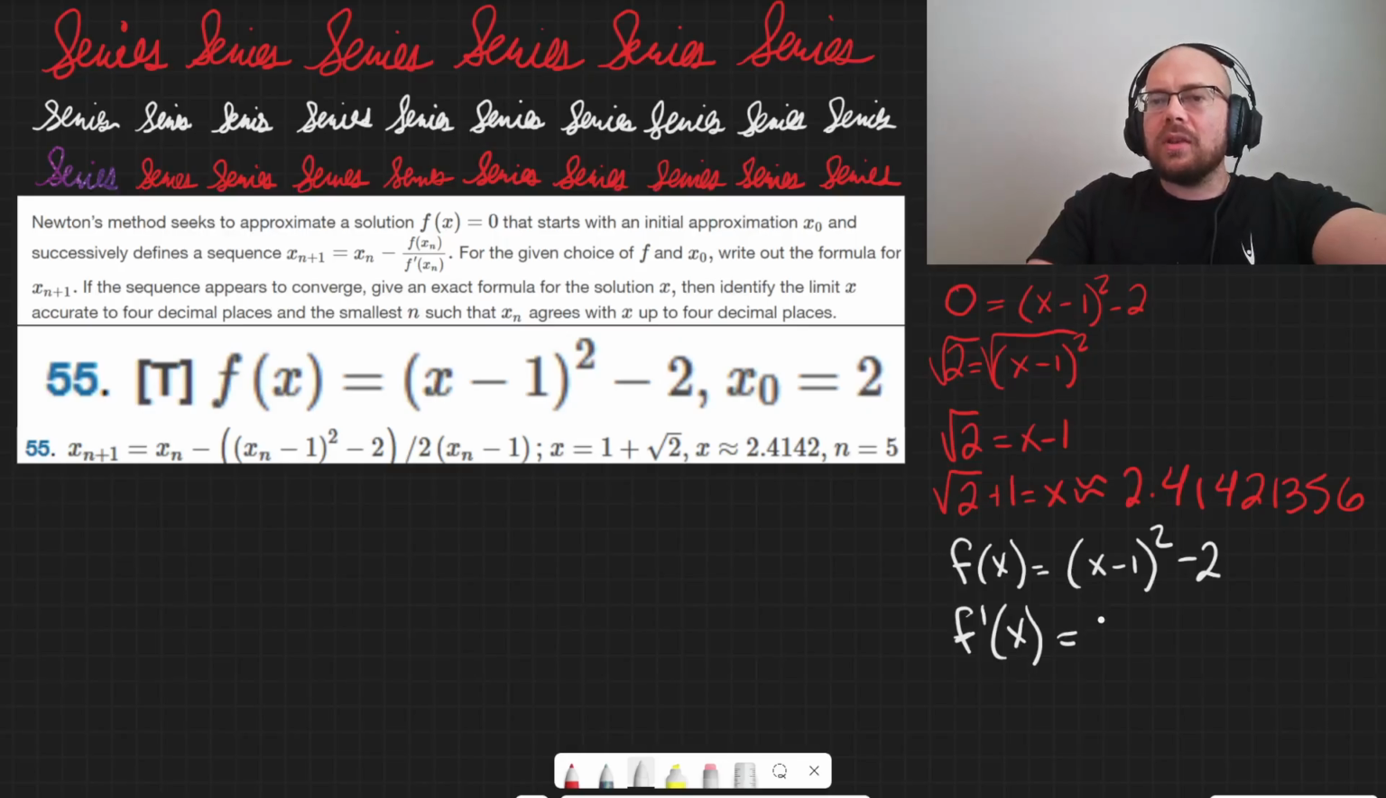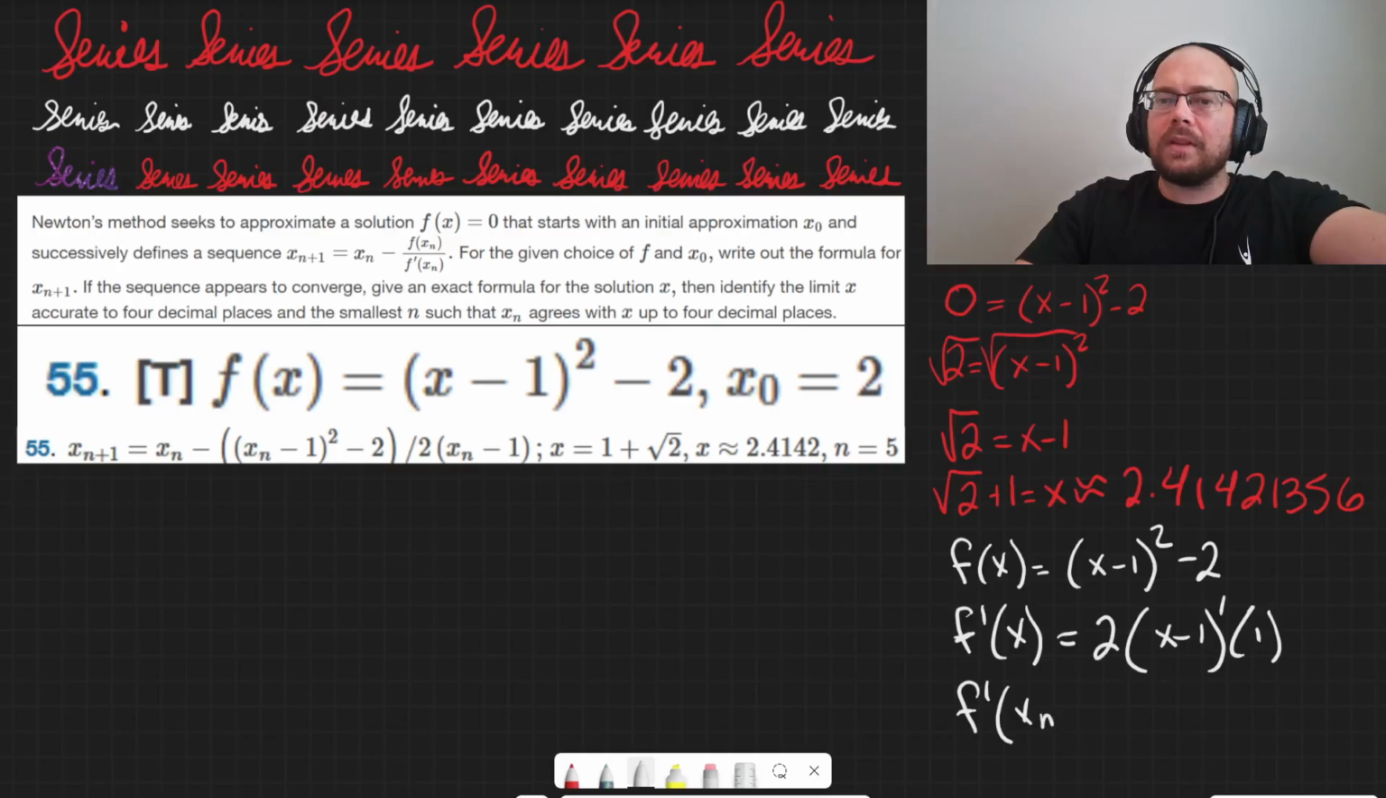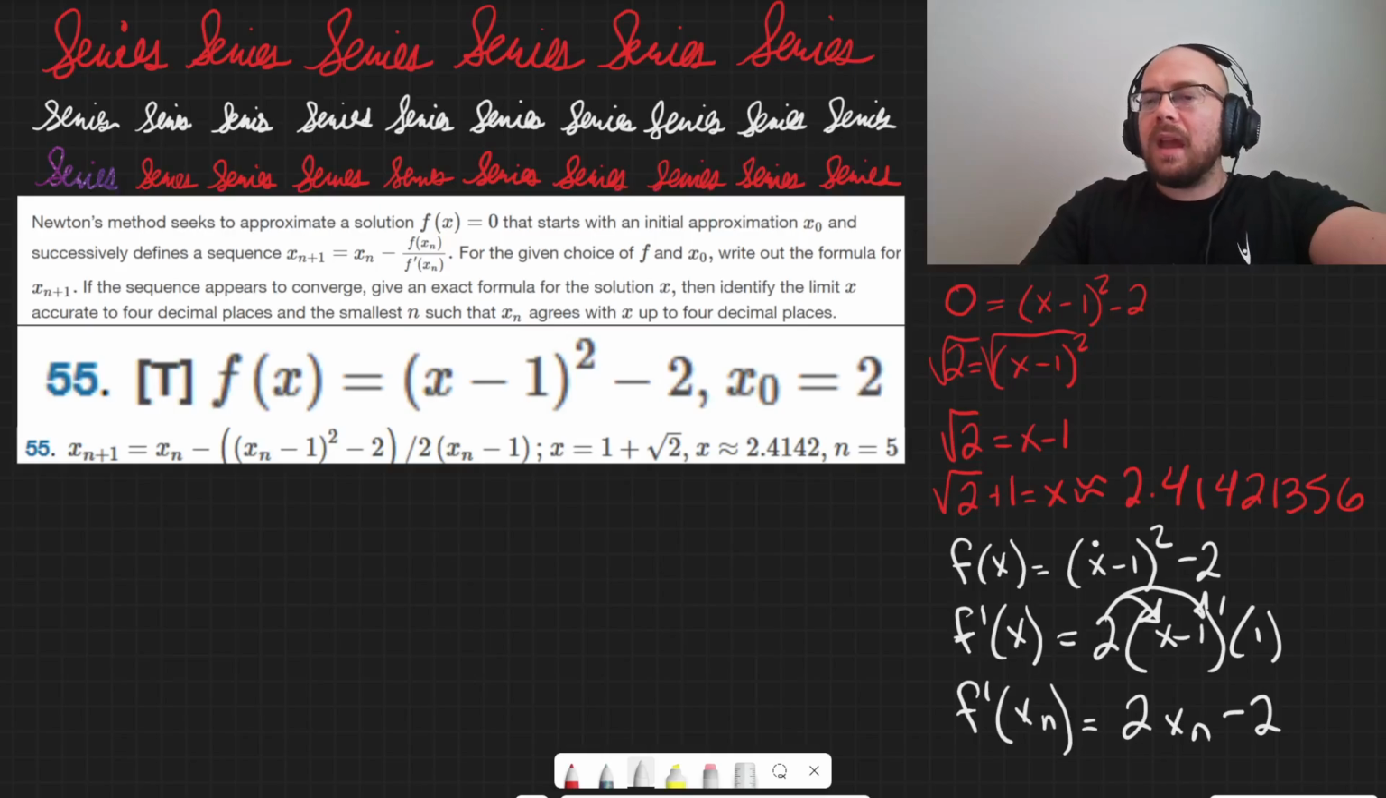So this would be, bring the 2 out front, power minus 1, and then you would times by the derivative of the inside, which is 1. And then the derivative of any constant goes to 0. So this would be, let's go ahead and put it in terms of x sub n. This would just be 2 x sub n minus 2.